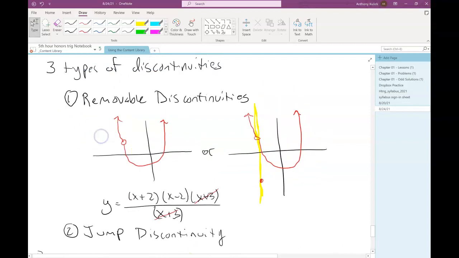And now all of a sudden OneNote has decided to not recognize my stylus.